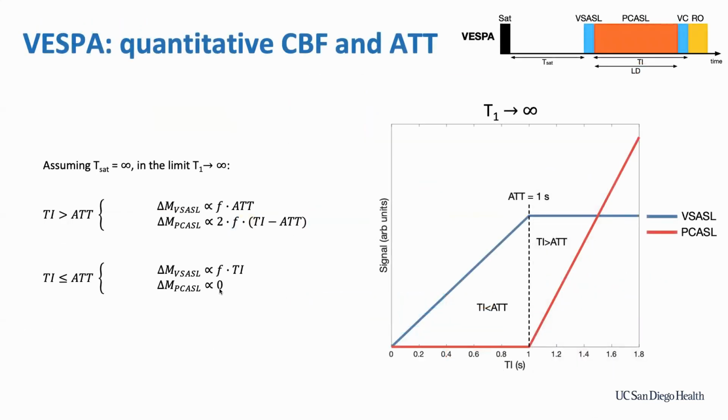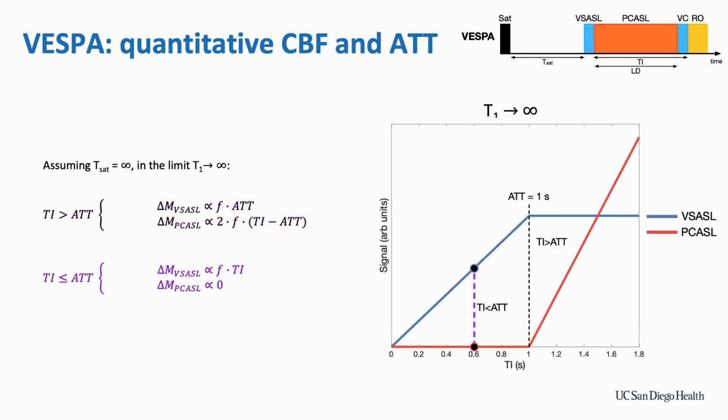So here's a simplified version of the VESPA signal model where we're ignoring T1. And there's a graphical representation shown here on the right. So when the TI is greater than the transit time, we can calculate the transit time from essentially the ratio of the velocity selective signal to the PCASL signal. And we can get the CBF from their magnitudes. What we've actually done with the data is we fit it with a least squares fitting method. But that's essentially how we get these two bits of information from our two contrasts.